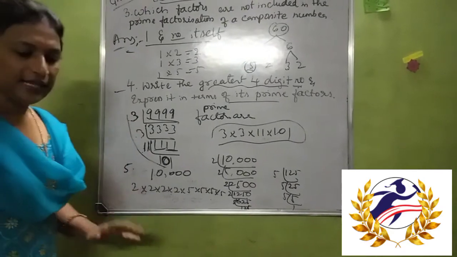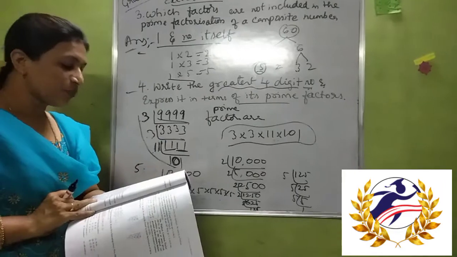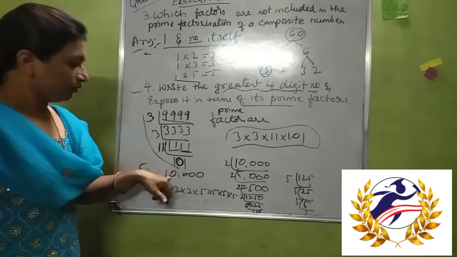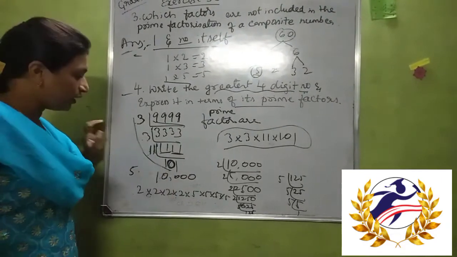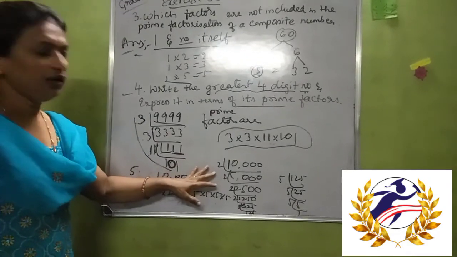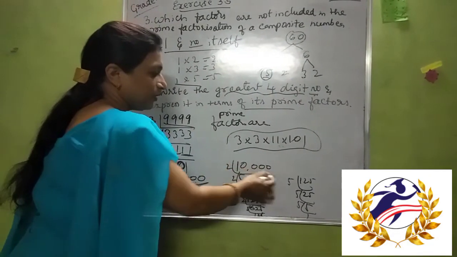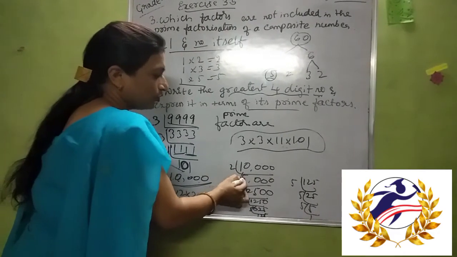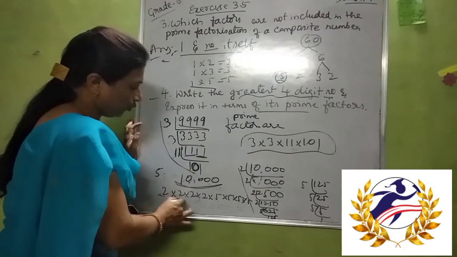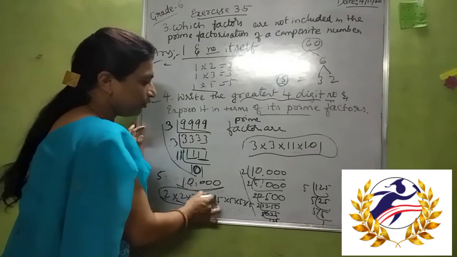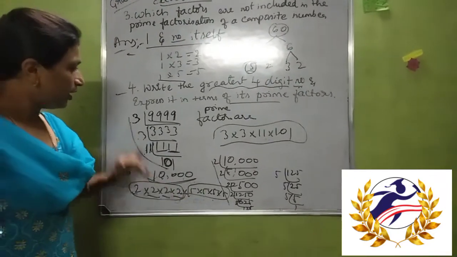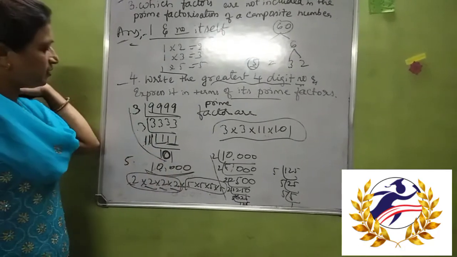In the same way, the next, fifth problem: write the smallest 5-digit number and express it in the form of its prime factors. The smallest 5-digit number is 10,000. I go on doing the same prime factorization. 2 5s are 10, and so on, like that you should do. You will get the prime factors 2 into 2 into 2 into 2, that is 4 times 2, and 5 into 5 into 5 into 5, that is 4 times 5. These are the prime factors of the number 10,000. This is the answer for the fifth question.